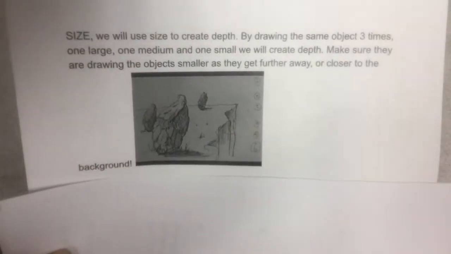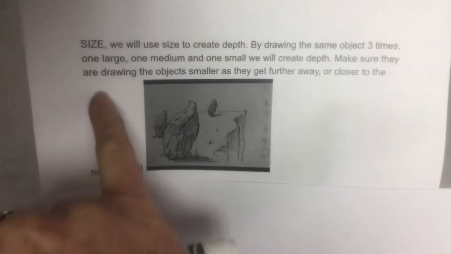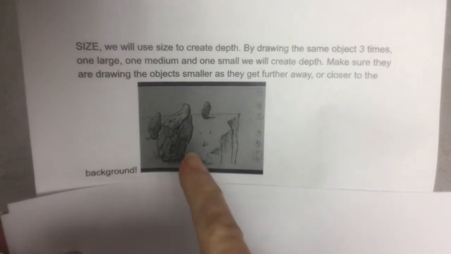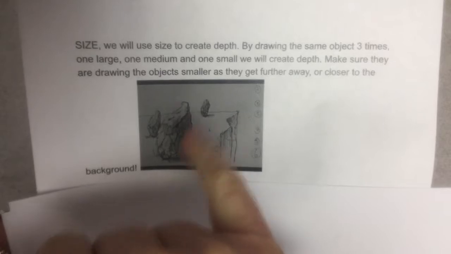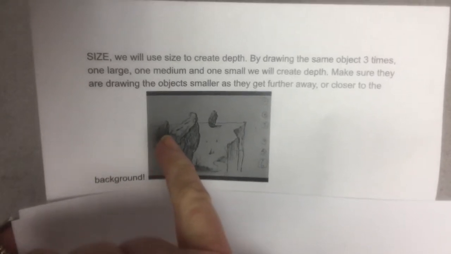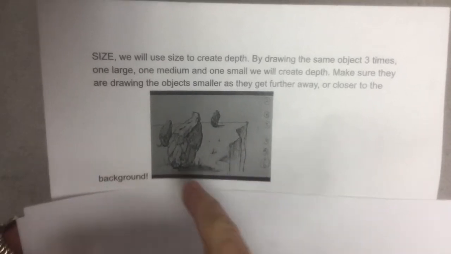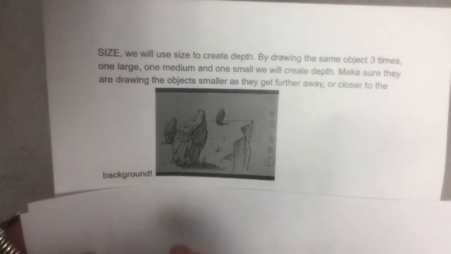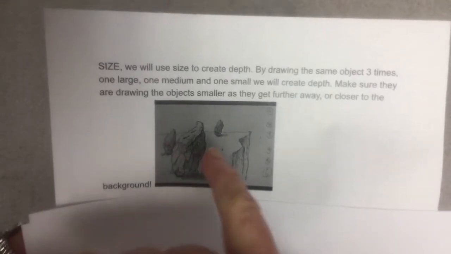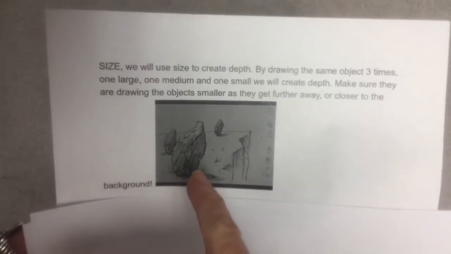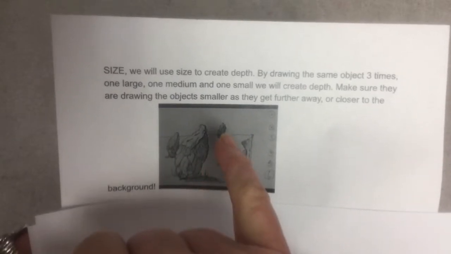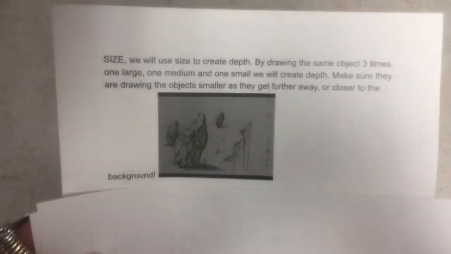All right, the first technique we're going to use today is size. By drawing objects different sizes in our artwork, it gives us the illusion that things are going back in the space to create depth. The key is we have to draw that object 3 different sizes. Large in the foreground, medium in the midground, and smallest in the background.